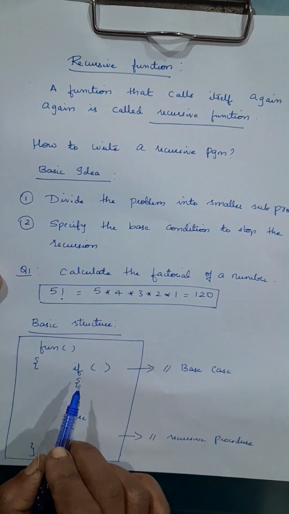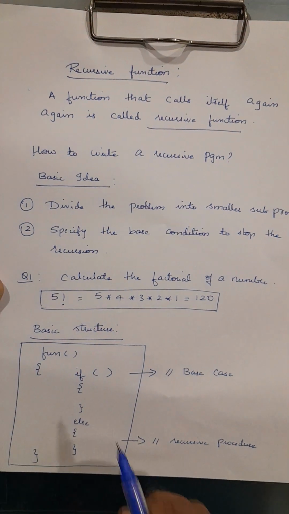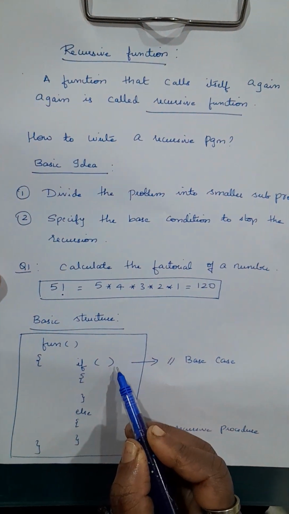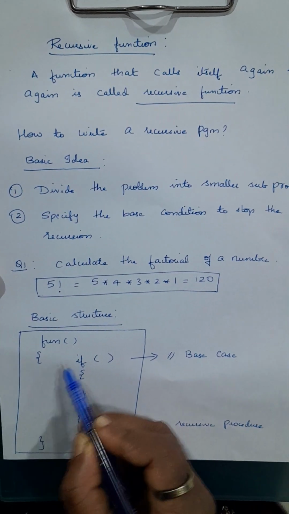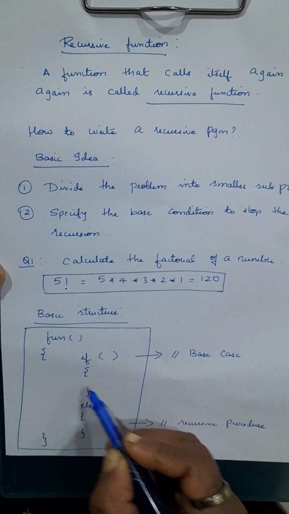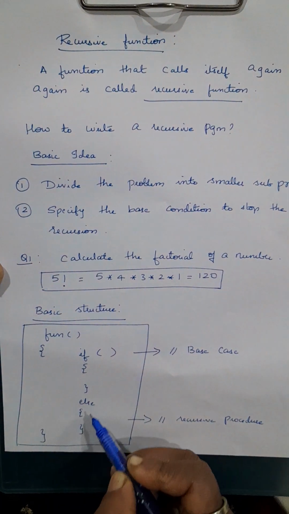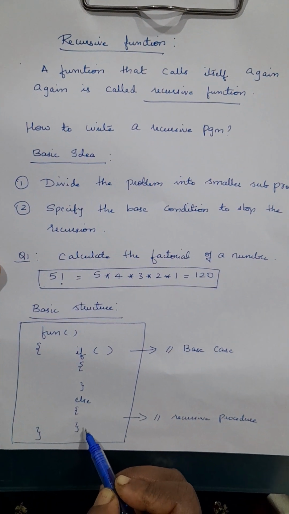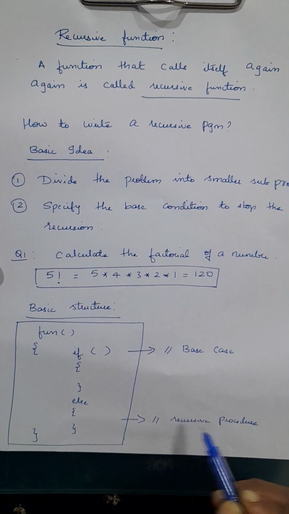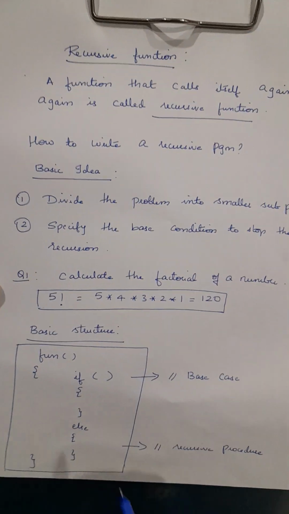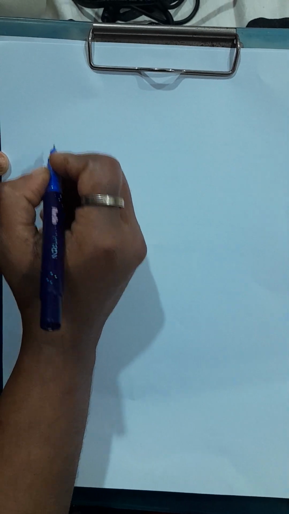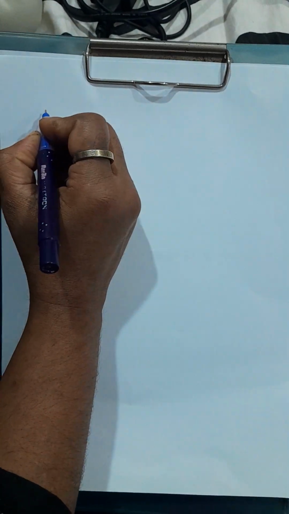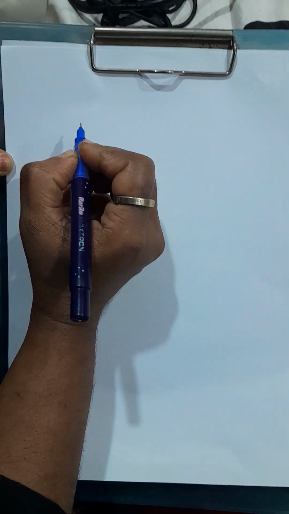I'll repeat, the basic structure in order to write any recursive function is this structure. So this is the function definition. Within function definition, you have if the base condition, if it is true, what is the executable statement, so that I actually stop the recursive function. Else, what is the executable statement that should be required for recursive procedure. So this is the basic structure.